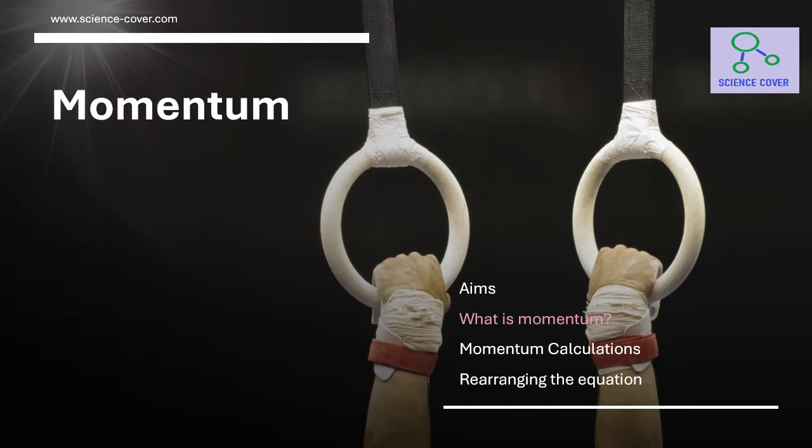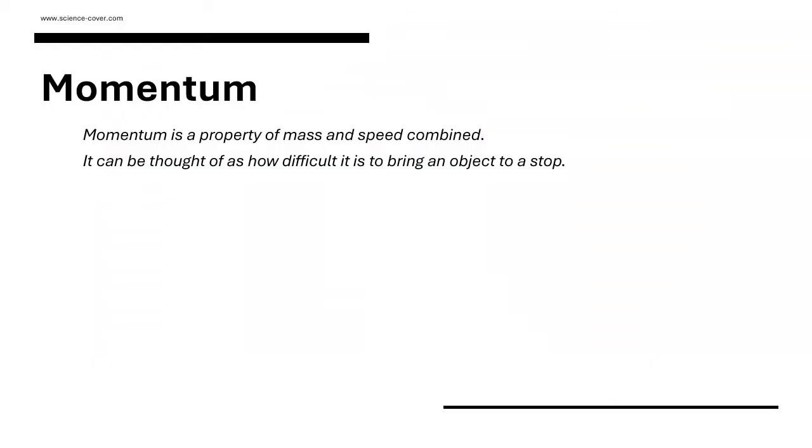Now let's look at momentum. Momentum is a property of mass and speed combined. It can be thought of as how difficult it is to bring an object to a stop.